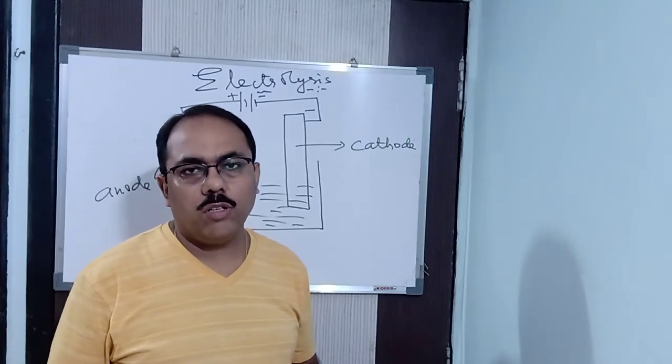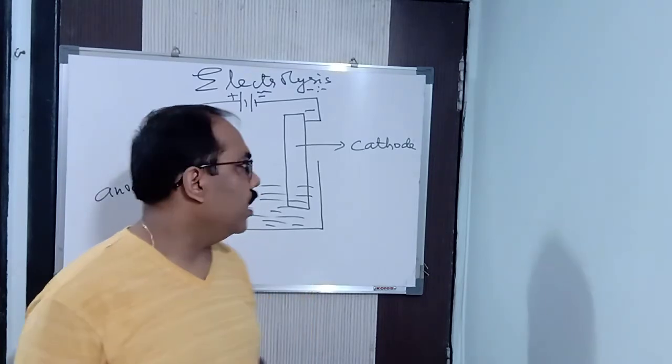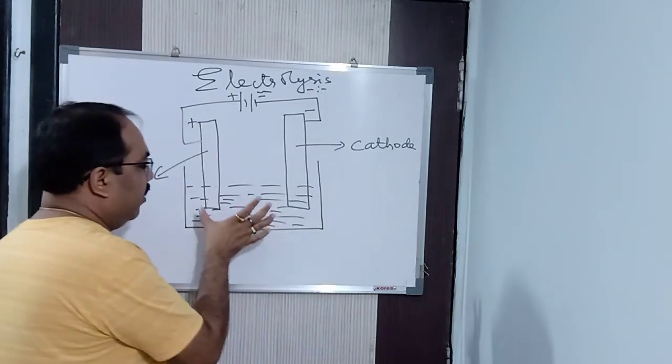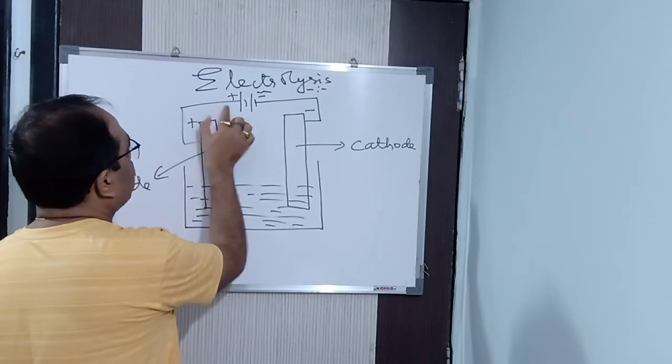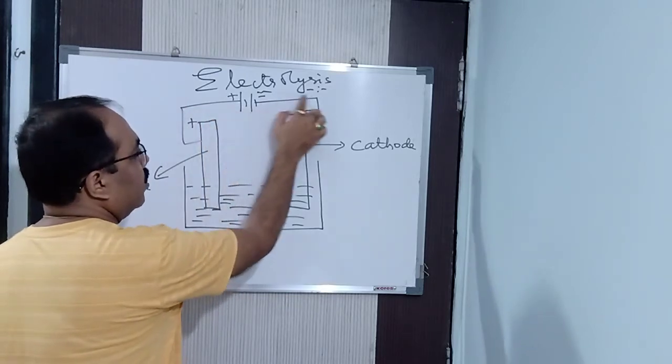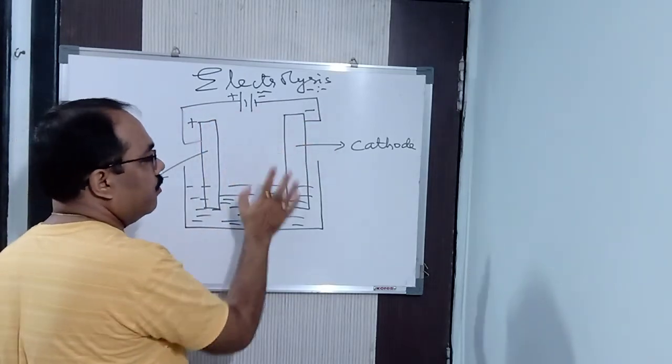So continuing with electrolysis, I was saying that you will take an electrolyte, and this is the anode and this is the cathode. Why is it called anode? Because it is connected to the positive terminal of the battery. Why is it called cathode? Because it is connected to the negative terminal of the battery.